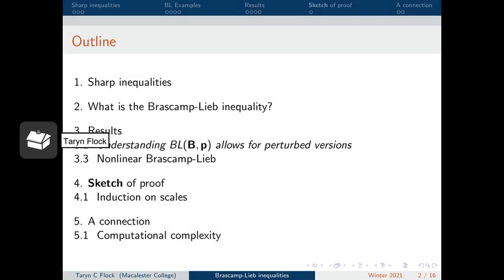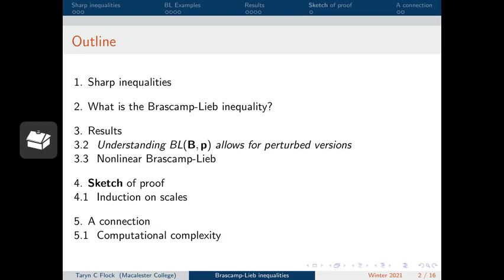So in this talk, I'll start by introducing sharp inequalities, which have been the focus of a lot of my research and will be an important tool in our proof of this nonlinear Brascamp-Lieb inequality. But more importantly, I will tell you what on earth is a Brascamp-Lieb inequality.